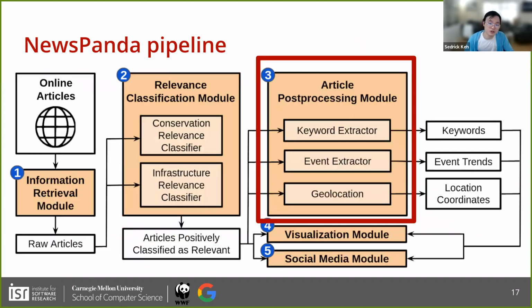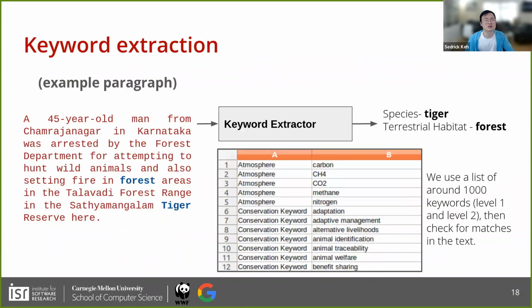Now that we have identified which of the articles are relevant, we then go to the article post-processing module. So here, for each relevant article, we extract keywords. We have an event extractor as well as a geolocator. Our keyword extraction is pretty straightforward. We use a basic keyword matching algorithm where we have a list of around 1,000 keywords created by WWF together with the corresponding categories. So in the example paragraph here, we see, for example, the keyword tiger and the keyword forest together with the corresponding categories, species, and terrestrial habitat.